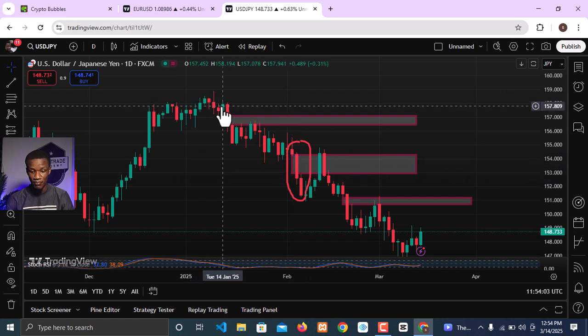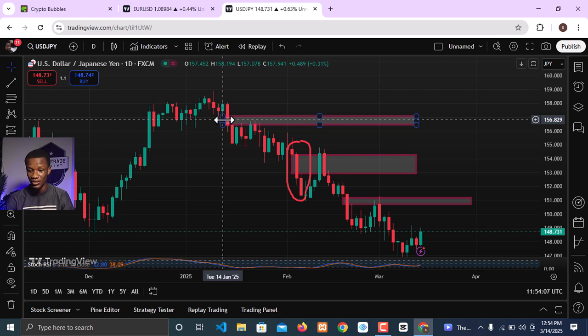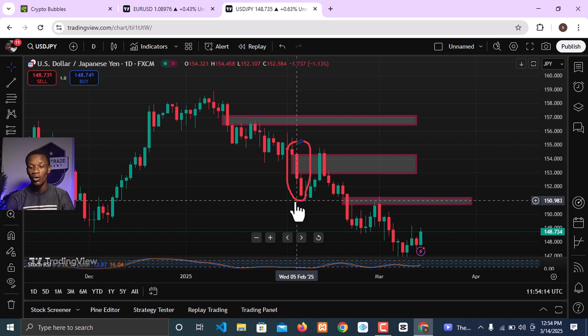For example, we see a bullish candle here, a bearish candle. This is also a fair value gap, but it's not as important as when you see three bearish candles consecutively or three bullish candles consecutively all the way to the upside. So that is how you can properly identify a fair value gap and know the one that has been mitigated and the one that has not been mitigated on your price action.